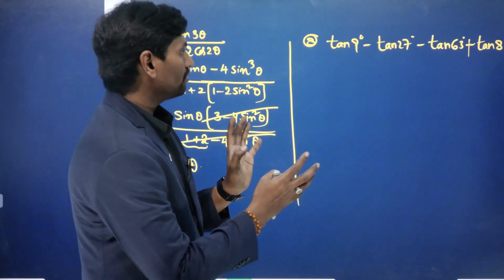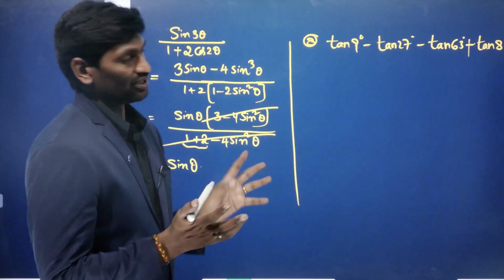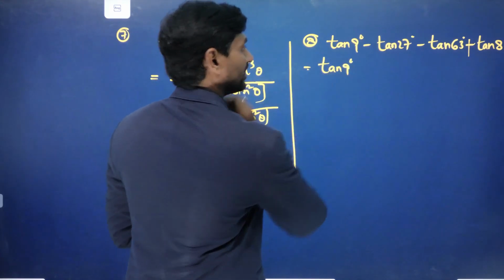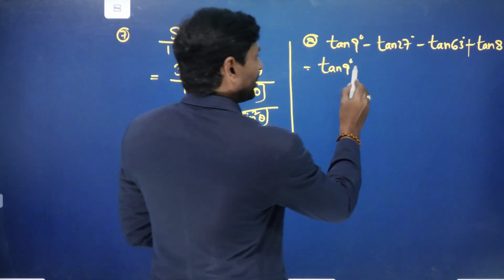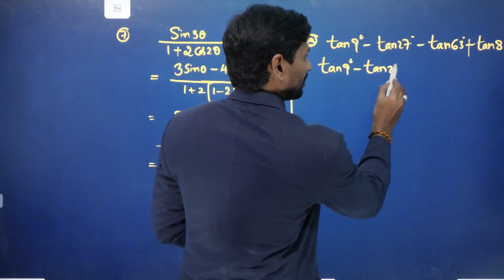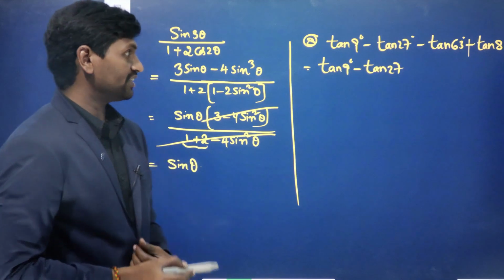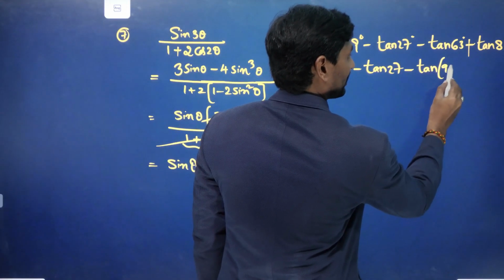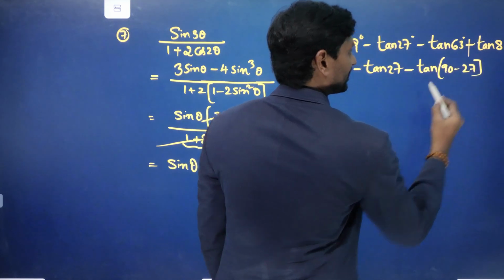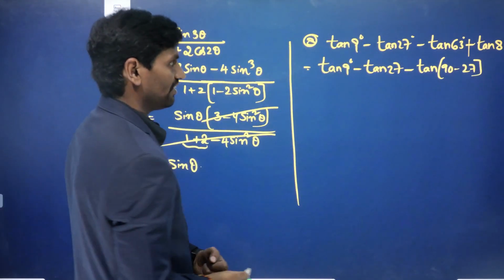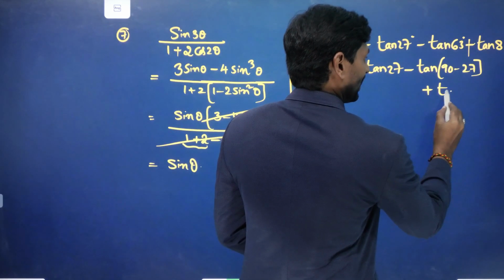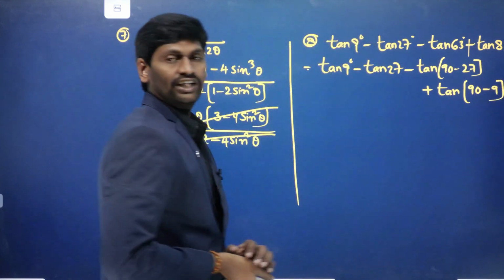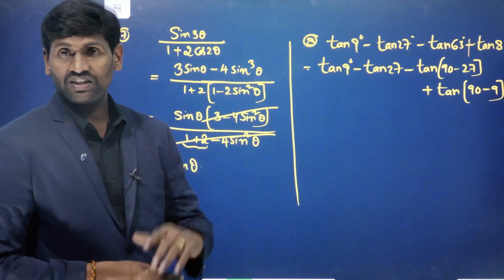So I am just trying to convert both of them into the same angles. So tan 9 degrees I am leaving as it is, and tan 27 also as it is, but the remaining two terms I am going to change. Tan 63, I can write as 90 minus 27. 63 is nothing but 90 minus 27, and the last plus term tan 81 also I can write as 90 minus 9. 81 degrees is nothing but 90 minus 9.